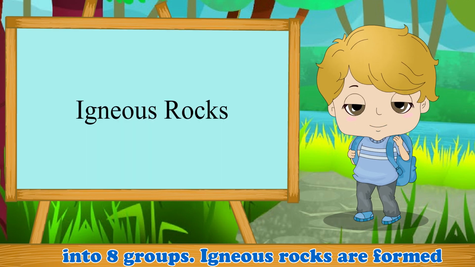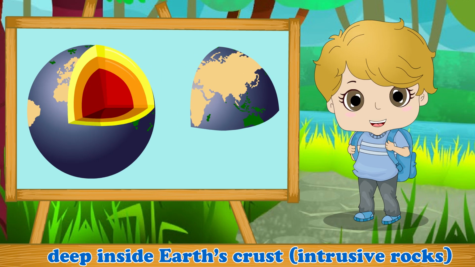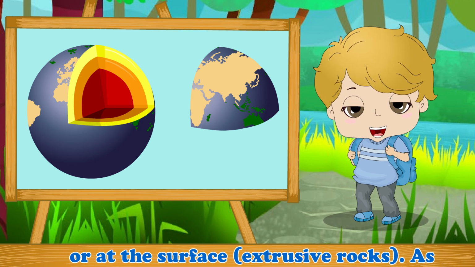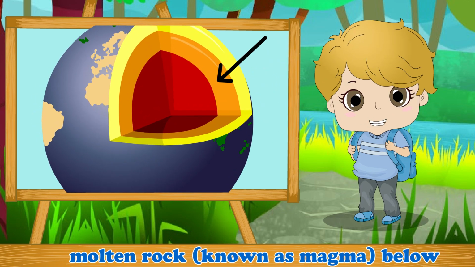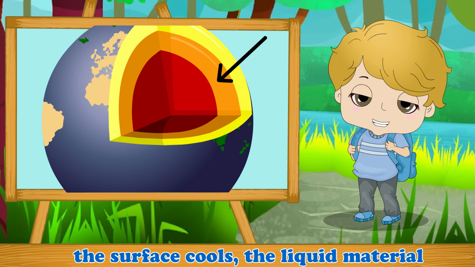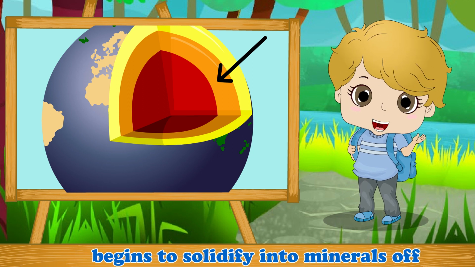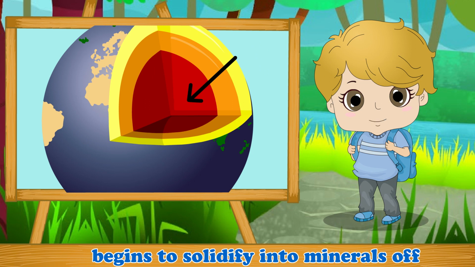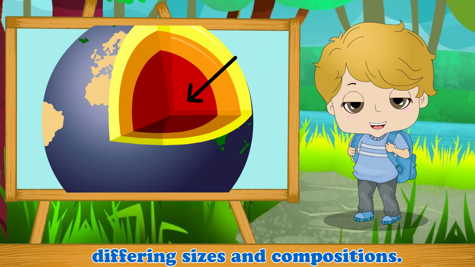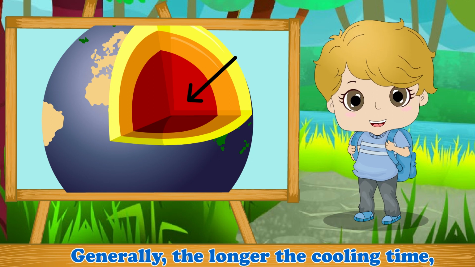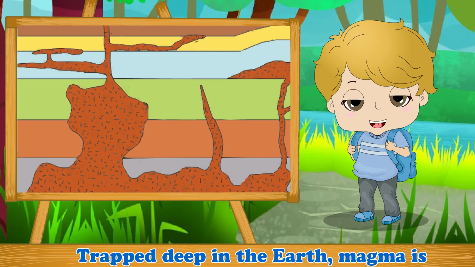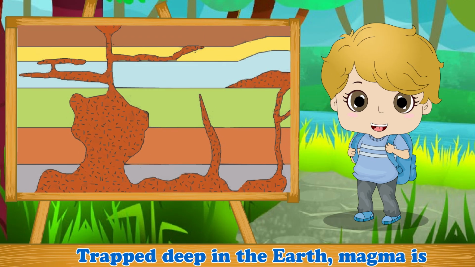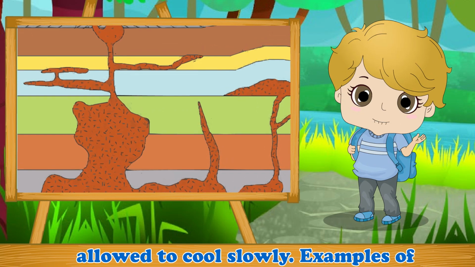Igneous rocks. Igneous rocks are formed deep inside Earth's crust, intrusive rocks, or at the surface, extrusive rocks, from molten rock known as magma. Below the surface, as it cools, the liquid material begins to solidify into minerals of differing sizes and compositions. Generally, the longer the cooling time, the larger the mineral crystals can grow. Trapped deep in the earth, magma is allowed to cool slowly.